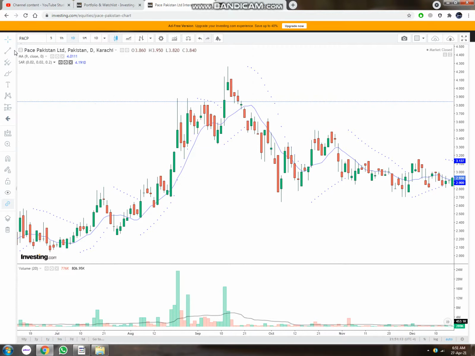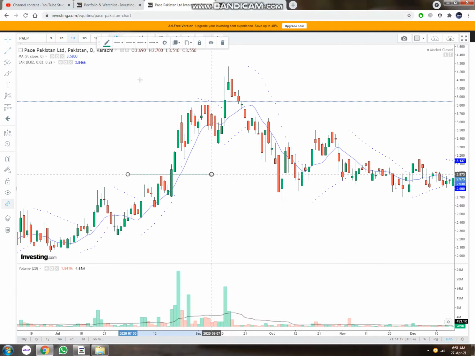There is also another method to exit a certain trade. This is the method of trailing stops. If you've used trailing stops, let's say you've held the stock for quite a long time and exit at this level, so this is a great exit point. You'll have to move this stop along with the direction of the trend.